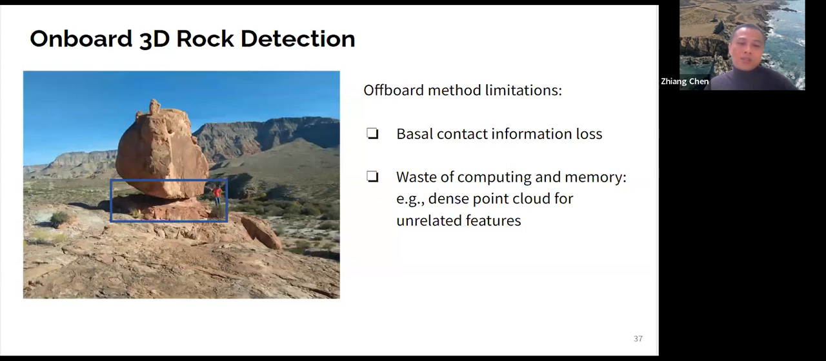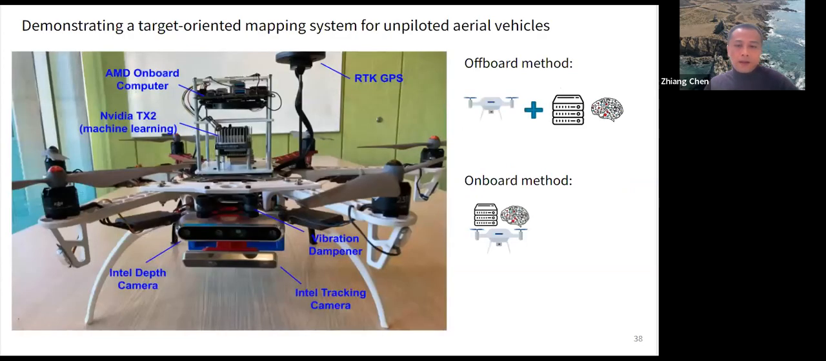Thus, we come up with an onboard 3D rock detection system, and we customize a hex rotor with 2 companion computers. The first one is in charge of trajectory planning, motion planning, and state machine, and the other one is NVIDIA TX2. It has an edge GPU, which enables real-time object detection, and it has 2 stereo cameras. This stereo camera is used for 3D real-time mapping and also object detection. And this one is for visual inertial odometry.